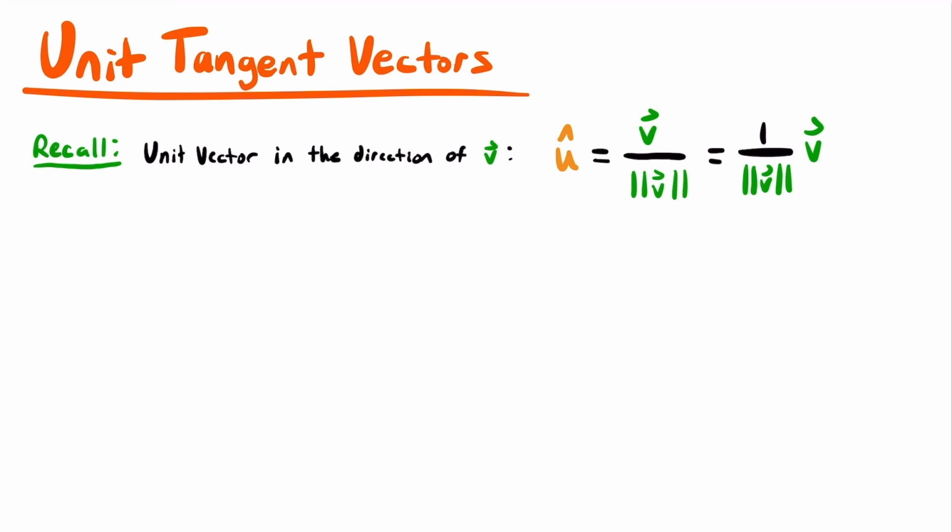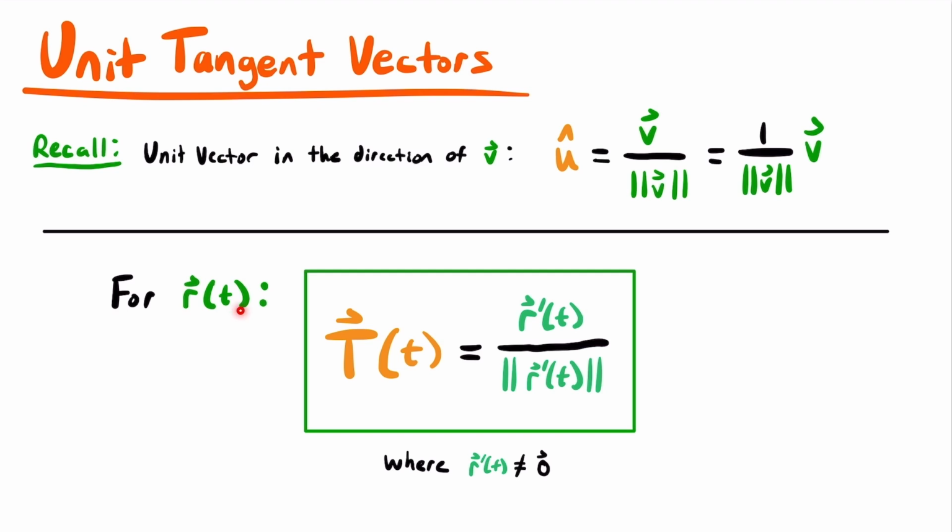And so we can apply this same idea to that of tangent vectors, or the derivative of a vector function. We can find a unit tangent vector by dividing a tangent vector by its magnitude. And we will actually use a special notation to represent these unit tangent vectors. It looks like this. For a vector function r of t, the unit tangent vector, capital T of t, is equal to the derivative of the vector function, r prime of t, divided by its magnitude.